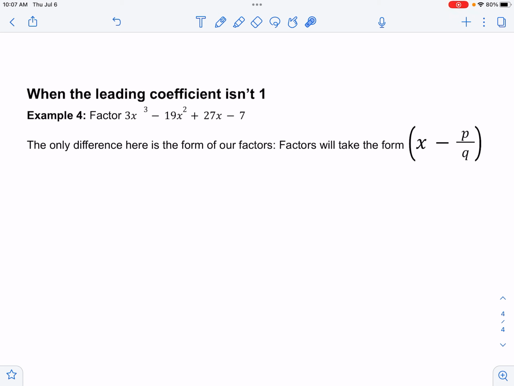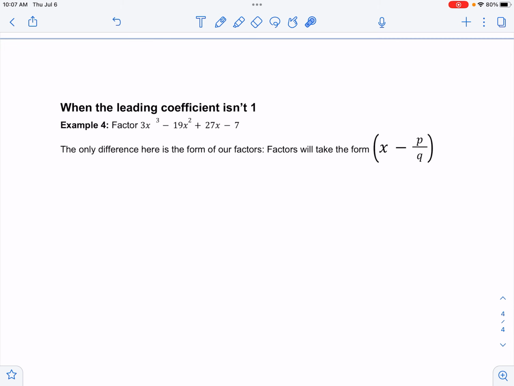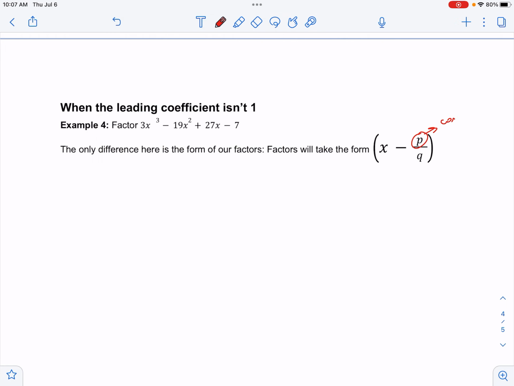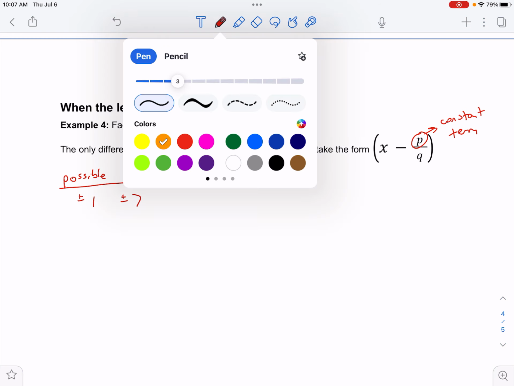Okay? What's going to happen here, what's going to be different, is the form of our factors. Factors are going to take this form, x minus p over q. P is going to be our constant term. So in this case, our constant term is -7. Okay, so I'm just going to write out possible p-values. Factors of 7 are only 1 and 7, plus minus, plus minus.